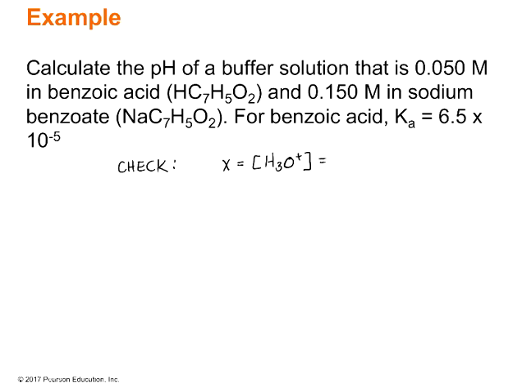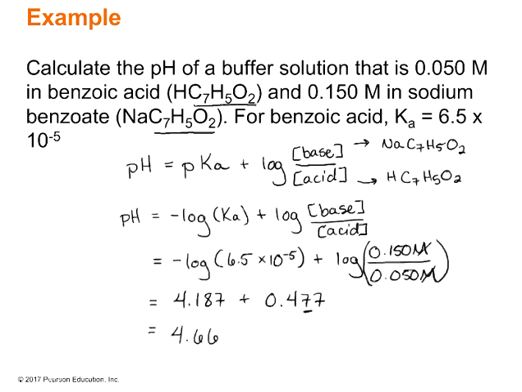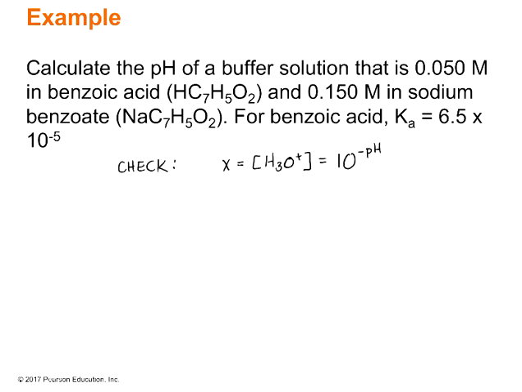So let's determine the concentration of hydronium ions, and we can do that using the pH value that we just calculated. Remember that the concentration of hydronium ions is equal to 10 to the negative pH. So we'll plug in 10 to the negative 4.66. That gives us a concentration of 2.2 times 10 to the negative fifth moles per liter.